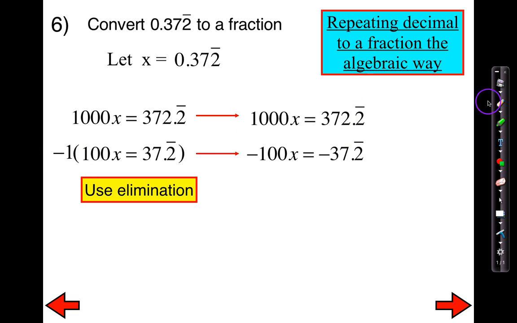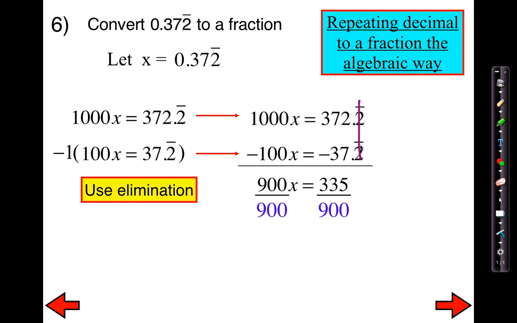Making sure I line up my decimals, I'm going to end up with, well, first this is going to cancel out. And I'm left with 900x equals 335. Simply divide both sides by 900, and you're left with x equals 335 over 900. Real quick, at first glance, I can see right away it's divisible by 5 because the last two digits are divisible by 5. So once I do that, I'm going to end up with 67 over 180.